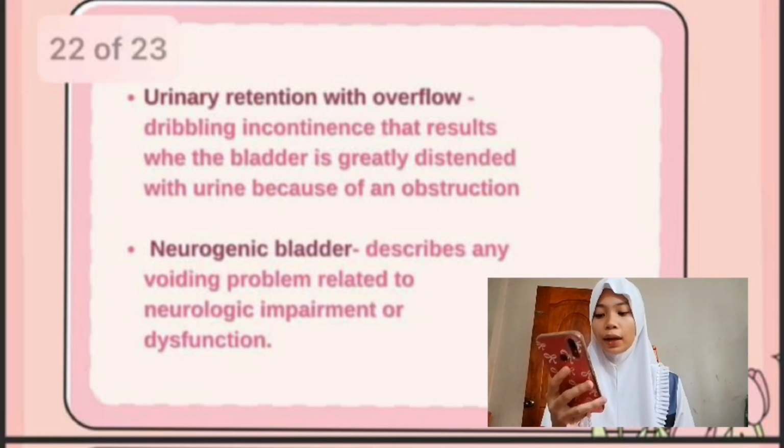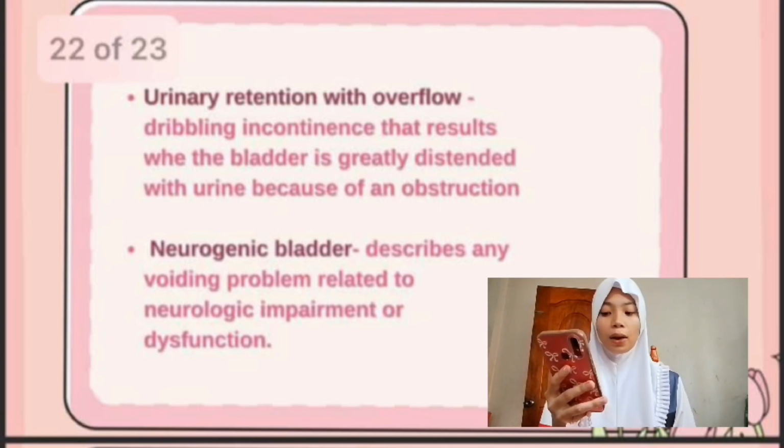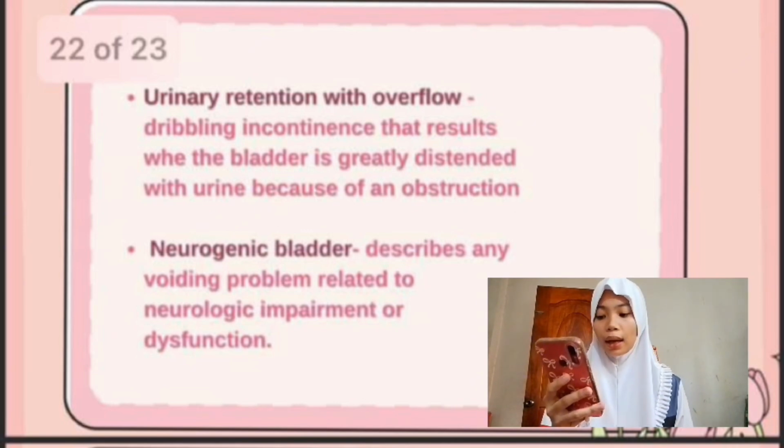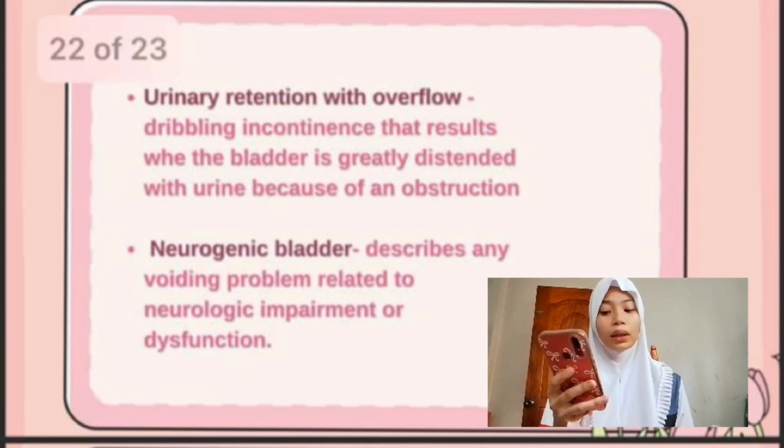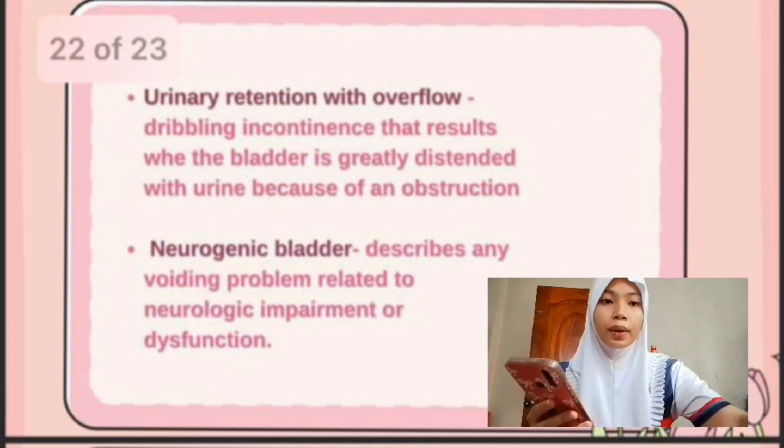Symptoms may include frequent urination, difficulty starting urination, a feeling of incomplete bladder emptying, and the unexpected leaking of urine. So the treatment depends on the underlying cause and may include medications, catheterization, or surgery.